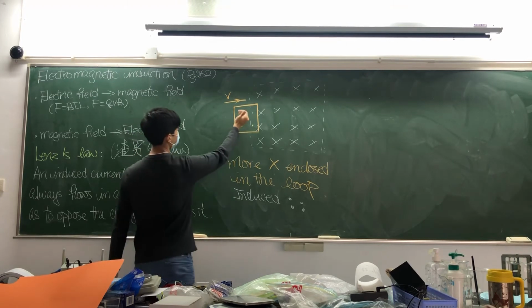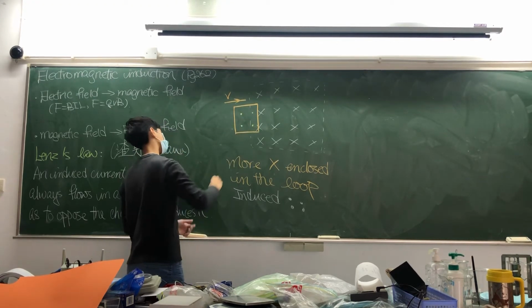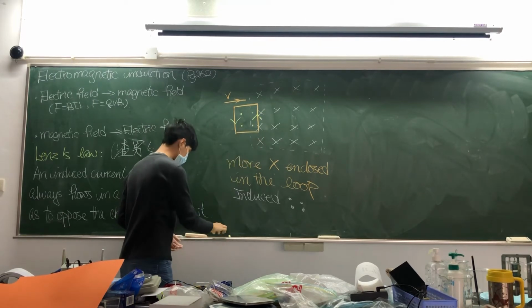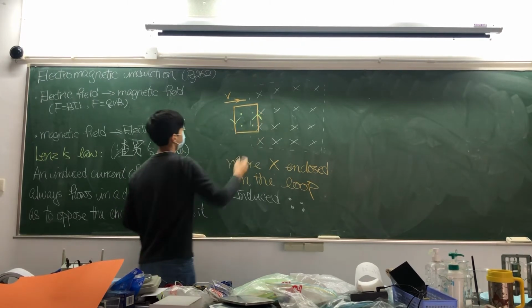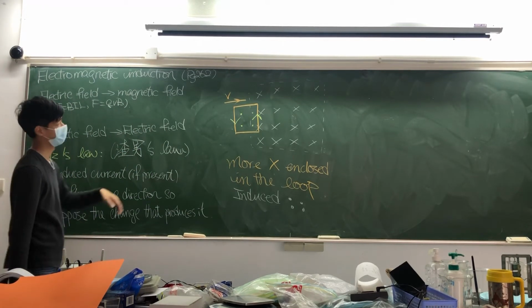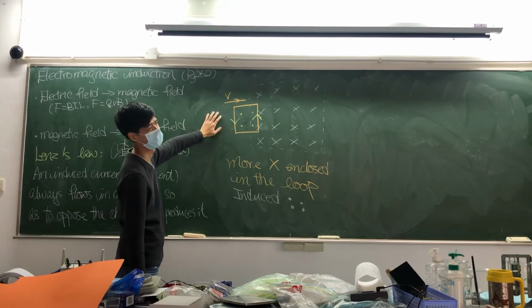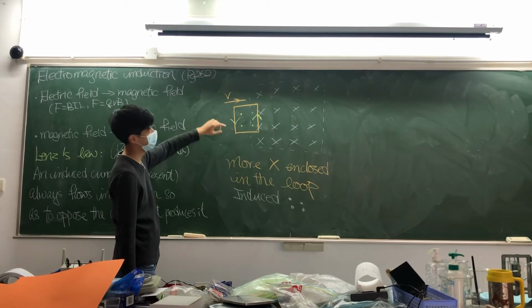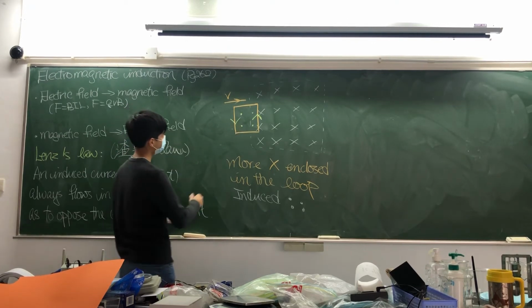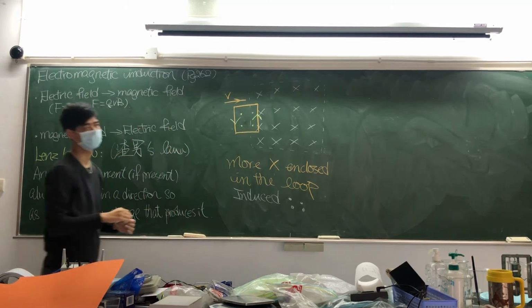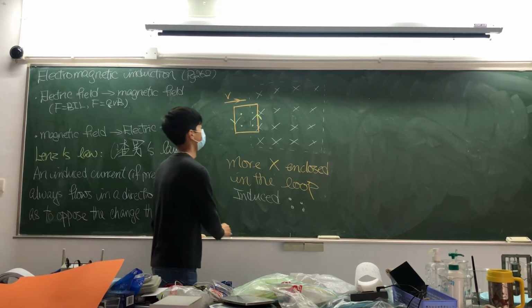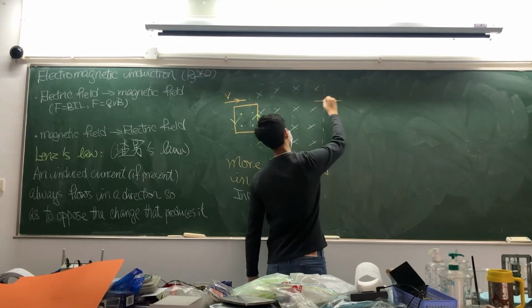Then you will find that the direction of the induced current is actually anti-clockwise. So that's how to find the direction of the induced current. Think about the direction of the induced magnetic field first. If it's coming out, then use the right-hand grip rule and you will find the direction of the induced current.